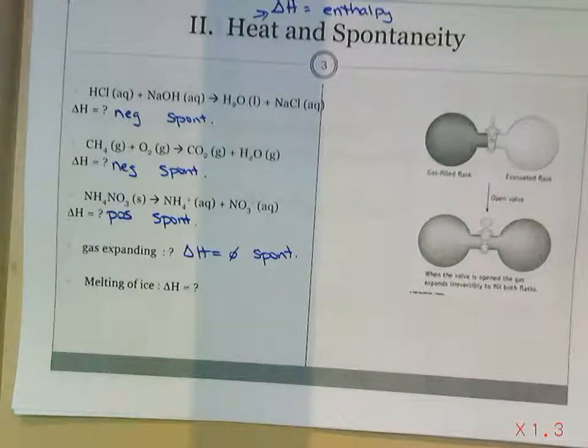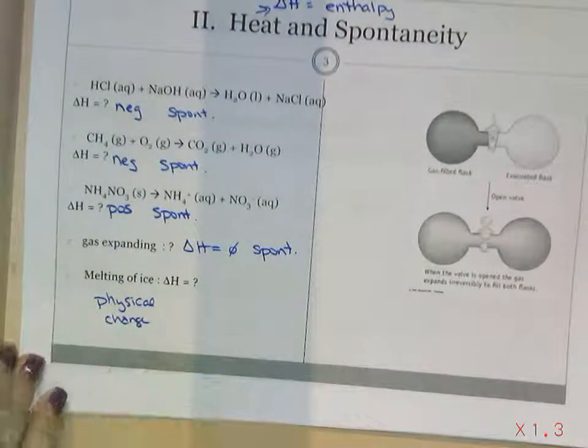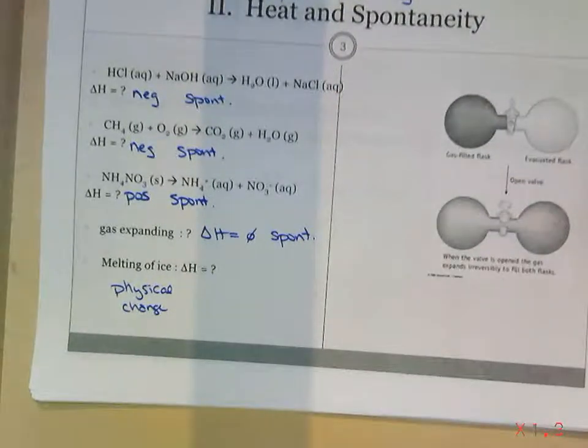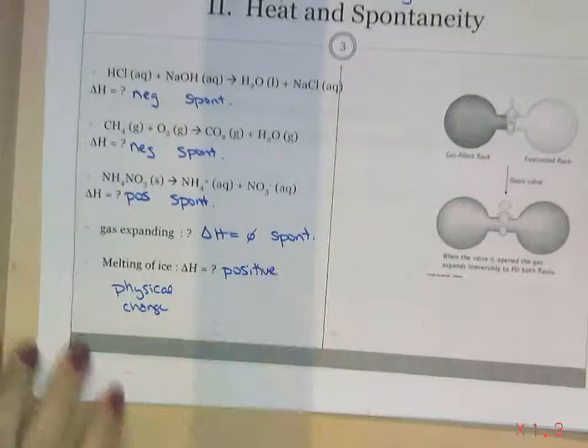All right, let's think about melting ice, which today is a good day to do because it's freezing outside. If we think about melting ice, is that a chemical change or a physical change? Okay, physical change. When you melt ice, do you need to add heat to melt it, or does melting release heat? When you think about an ice cube, you should add heat. So if I add heat, is it endo or exo? Endo, so delta H is positive. And spontaneous.